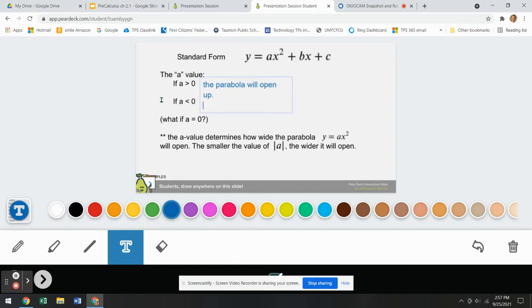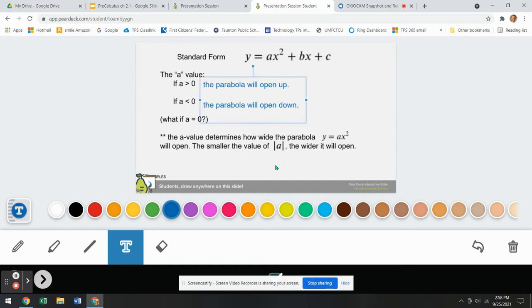And if the a value is negative, or less than 0, then the parabola will open down. And I did put a little note down there. What happens if a equals 0? Well, if you look at the equation and a equals 0, we don't have that x squared anymore, and we just end up with a line, or a linear equation. So let me just finish this one. The parabola will open down.